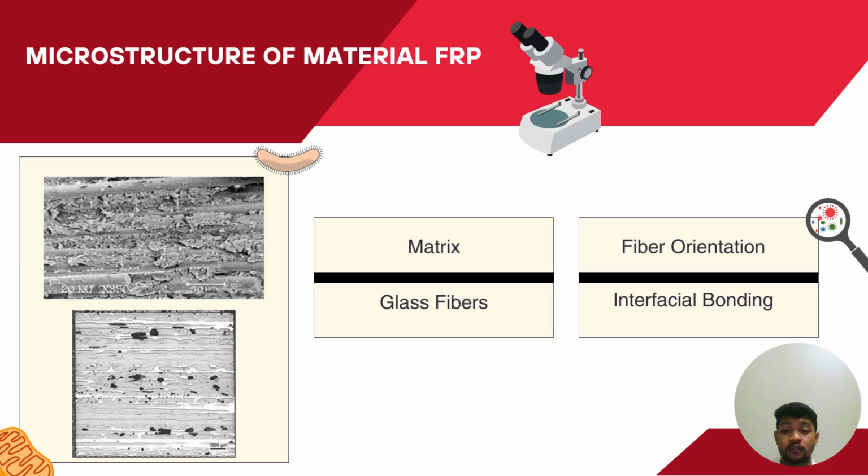The third one is the fiber orientation, which affects the mechanical properties of FRP. Common fiber orientations include unidirectional, woven, or randomly dispersed fiber. Lastly is the interfacial bonding. The quality of the bond between the glass fiber and the matrix is critical for optimal mechanical performance. A strong interfacial bond enhances load transfer and the overall mechanical strength.